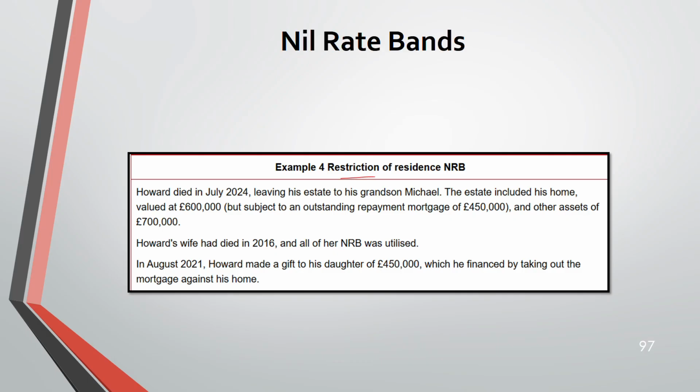Here Howard died in July 2024, leaving his estate to his grandson Michael. The estate includes a home of 600,000, but it is subject to an outstanding repayment mortgage of 450. That means 450,000 you have to deduct from 600,000, and other assets 700. His wife died in 2016, and all her nil rate band was utilized. In August 2001, Howard made a gift to his daughter of 450, which he financed by taking out the mortgage against his home.